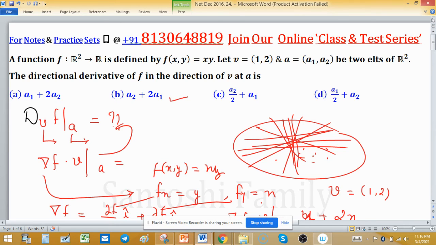Keep in mind, if at a point all directional derivatives exist there, it doesn't mean the function is continuous there. At that point all directional derivatives exist, but the function is not differentiable, not continuous there. So you will come across many examples where all directional derivatives exist at a point, but the function is not continuous.